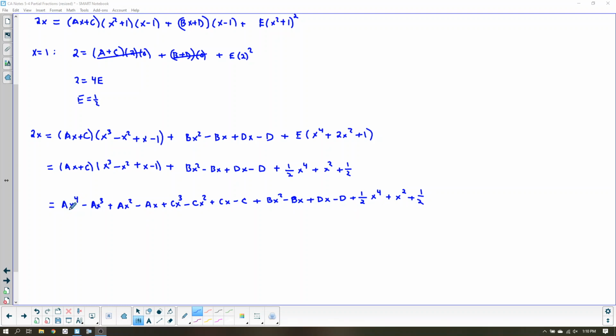So if we start with the 4th degree, there's only 2 terms. So what that will look like will be, we can pull the x to the 4th out, so it says a plus 1/2 times x to the 4th. And then we go through and we do the same thing with all the other powers. So the next one we've got negative ax cubed plus ac, and looks like that is it for the x cubed.